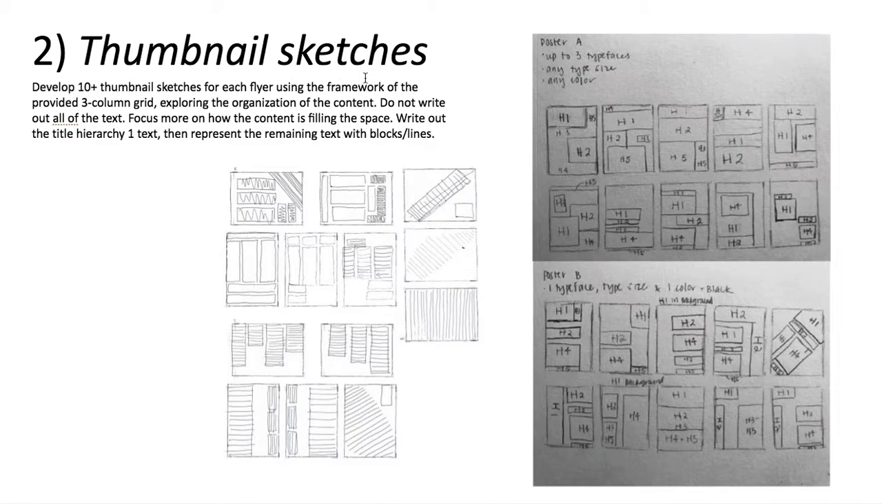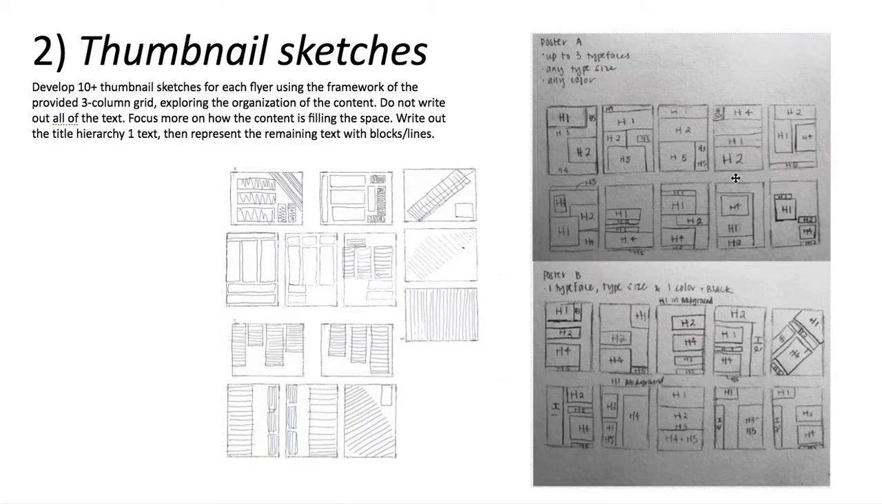sketches for each flyer, so you're going to have 20 total using the framework of the provided 3-column grid, exploring the organization of the content. So for here, just do your sketches pretending that you have a 3-column grid, or you can sketch out a 3-column grid on your thumbnail, but just keep that in mind. Do not write out all of the text, focus more on how the content is filling the space. Write out the title hierarchy 1 text, and then represent the remaining text with blocks and lines.